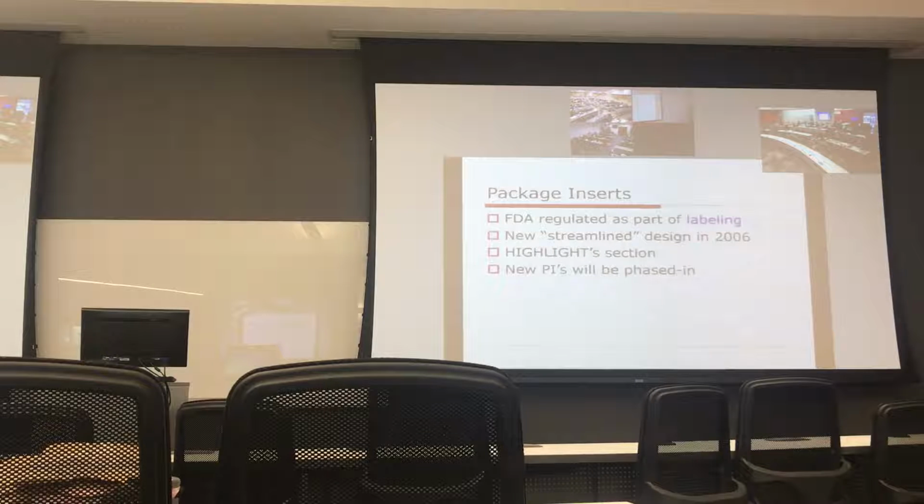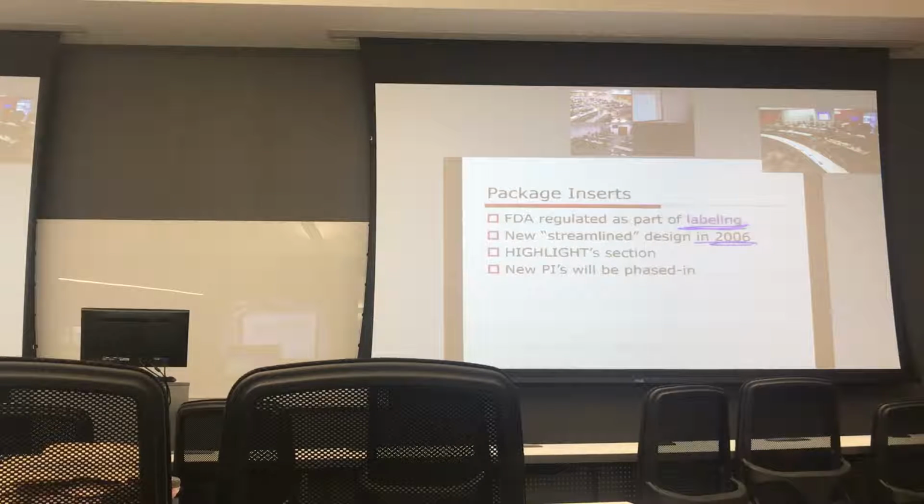Package inserts, again, this is part of the regulated labeling. Put that in blue. Very important that you take that concept out of here. When we talk about an FDA label, we're not just talking about that label stuck on the bottle. They did change the design of those back in 2006. We will look at that new design. Most of those have probably been phased in by now.